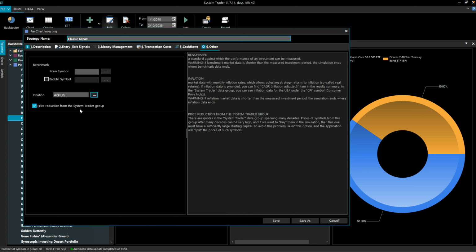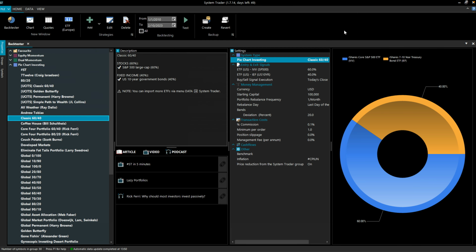Index. And price reduction from the system trader group, I will not go into details explaining what it does, but just keep in mind that by default, this option is selected, and it should be selected in order to be sure that the results you will see in the simulation are correct. So it's better not to unselect that option. Okay, so this is it, and let's see some simulation.